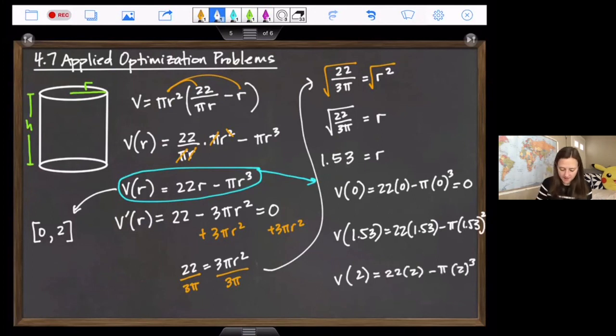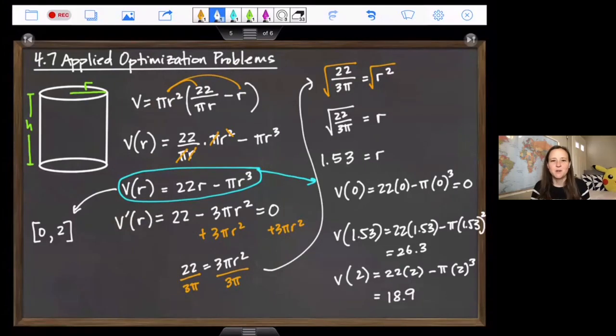All right, so let's let the calculator do the work for us. 22 times 1.53 minus pi times 1.53 cubed, and I get 26.3. And let's see, the volume at 2: 22 times 2 minus pi times 2 cubed, which is 8. We got 18.9 or so.